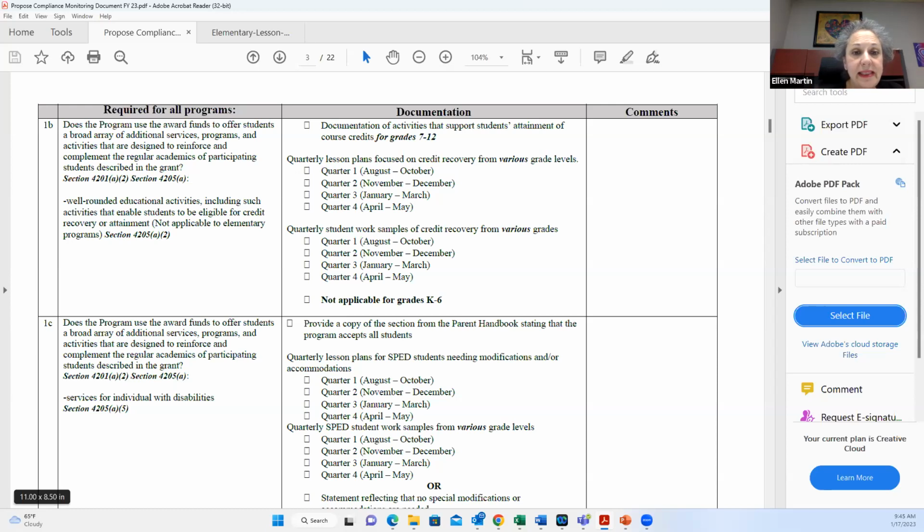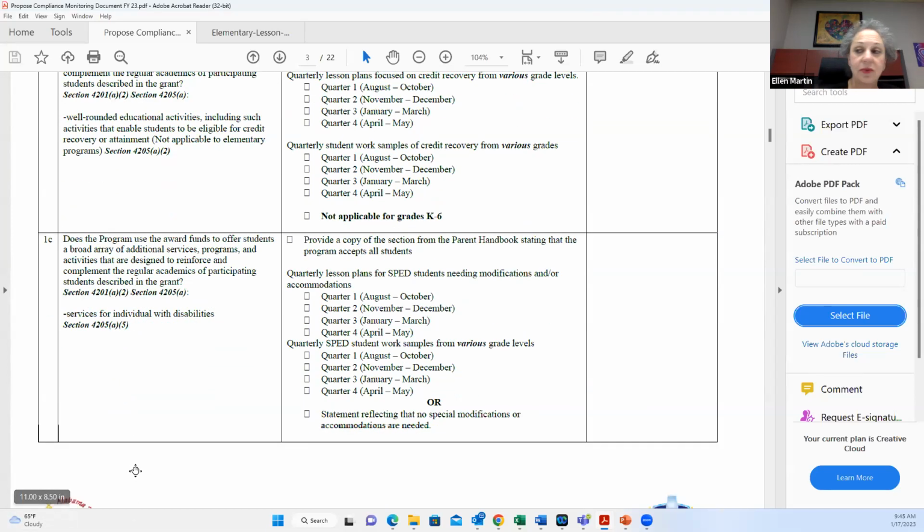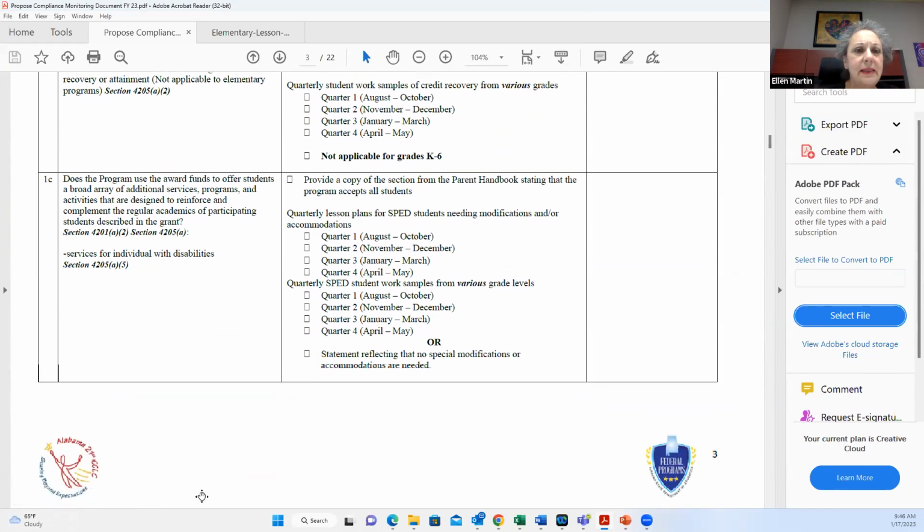Section 1C is something we're going to skip over because it is not applicable. It just says we're accepting all students. So let's go on to D, 1D.